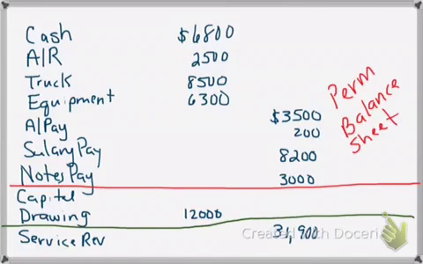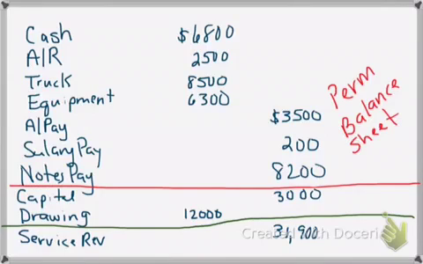You know what? I do not have that lined up. I'm sorry. That was 200 there. Notes payable, let's see, it was 8,200. And then I had 3,000 here. Sorry, that wasn't lined up right.